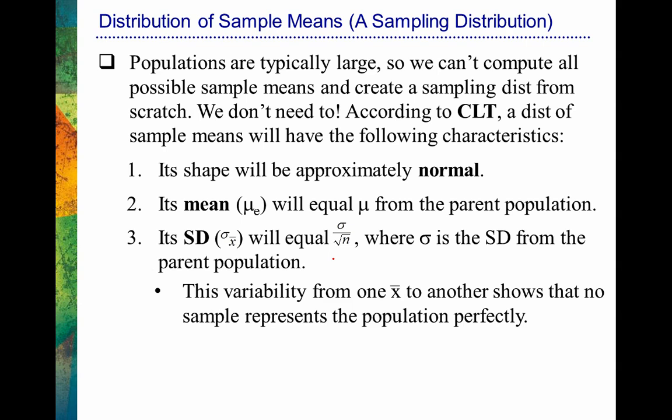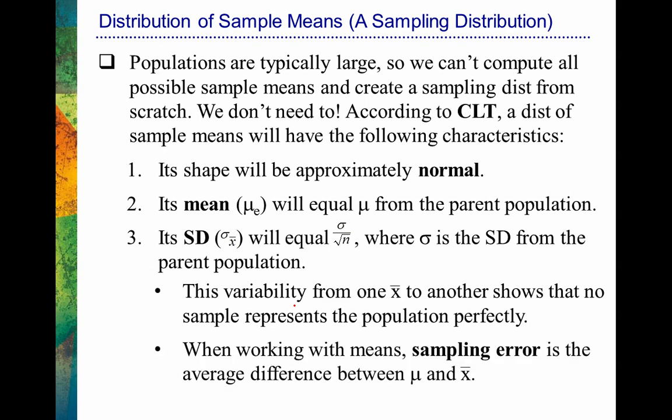There are some interesting things that come from that, and we just want to make sure that we understand it conceptually. So this is showing variability from one sample mean to the next, and so that's kind of showing us too that each sample mean is different. No one sample mean perfectly represents the population. There's variability from one sample to the next. And because there's variability from one sample to the next, we have sampling error. Sampling error is simply going to be the average distance between our sample mean and the true population mean.